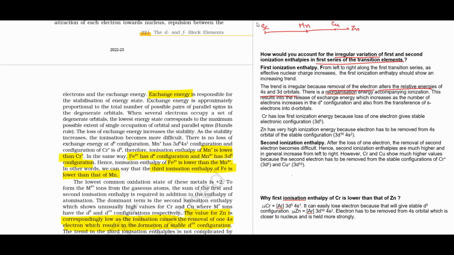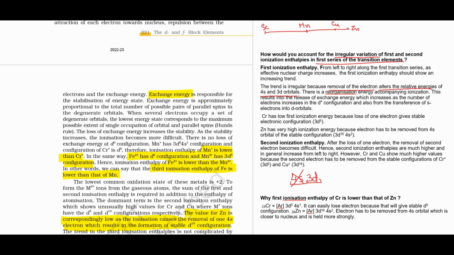What does this mean? When you place electrons, they are first put into 4s and then into 3d, because for vacant shells 4s is lower in energy than 3d. But once the first electron, that is the 4s electron, is removed, there is a reorganization of energies accompanying ionization, and this leads to release of some exchange energy, which increases as the number of electrons increases, and hence the ionization energy also varies accordingly. So ionization energy variation is irregular.